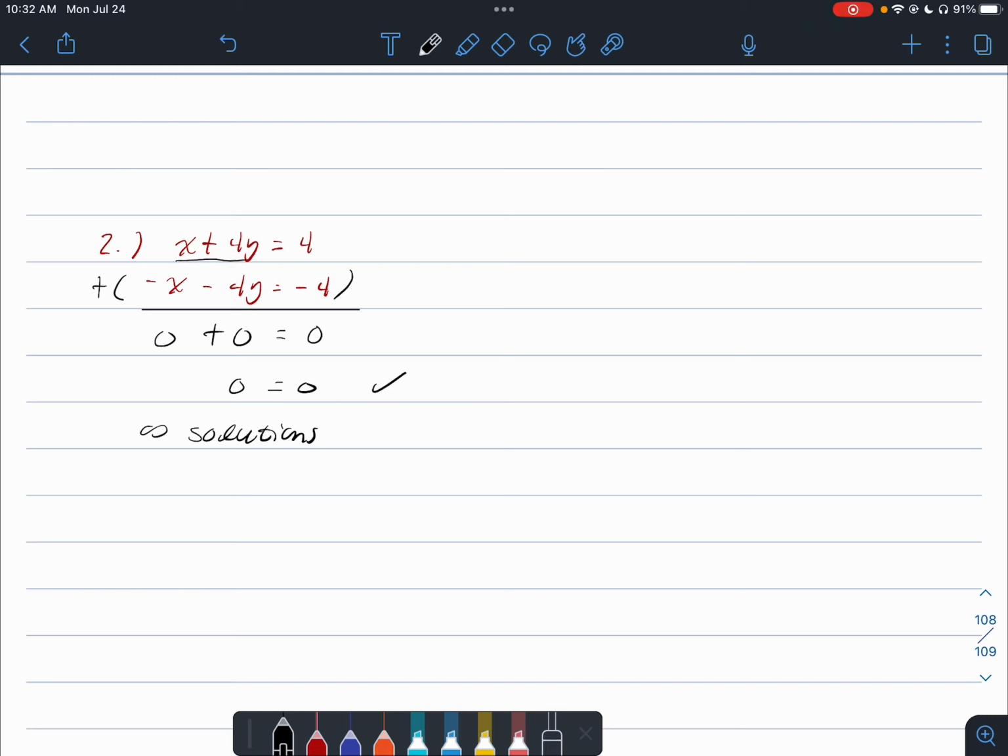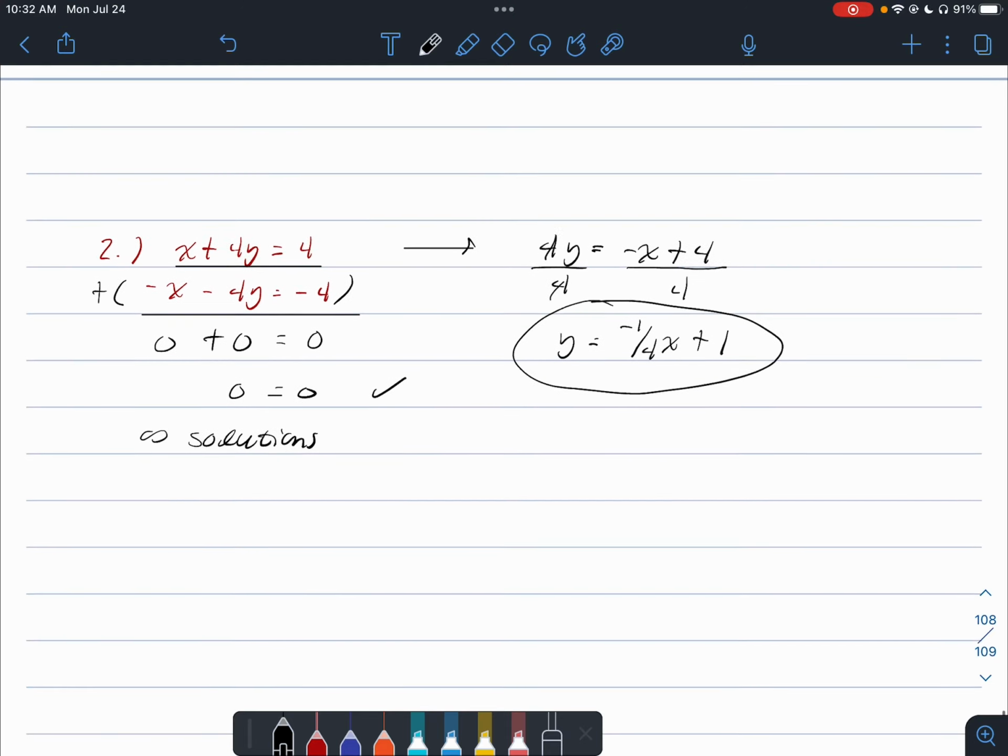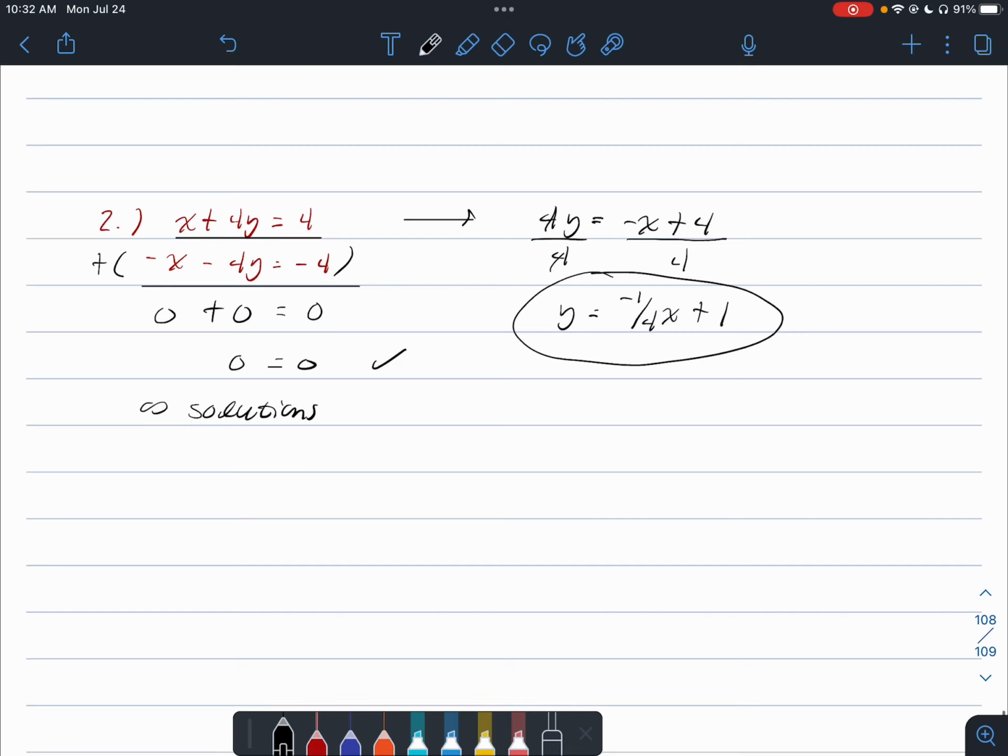So let's take this top example here, and we can rewrite this as 4y is equal to negative x plus 4. Now we can divide both sides of the equation by 4, and we get y equals negative 1/4 x plus 1. And that is the equation that both of these lines are representing.